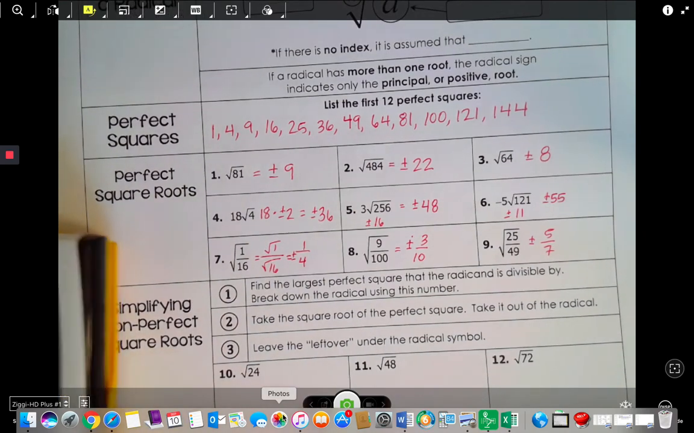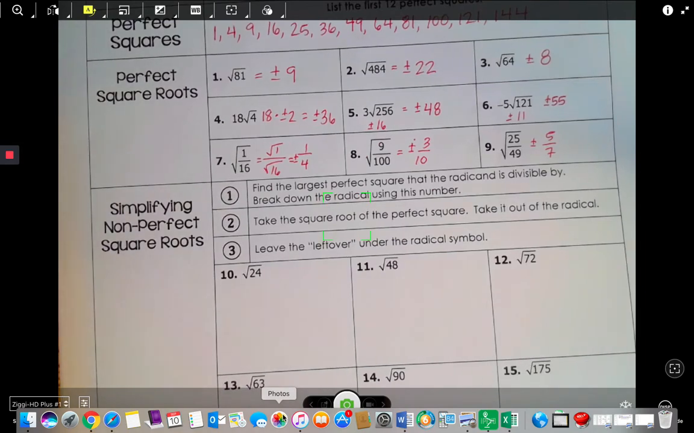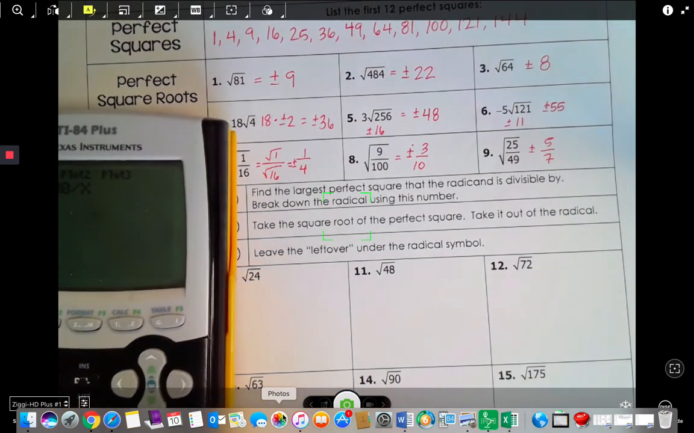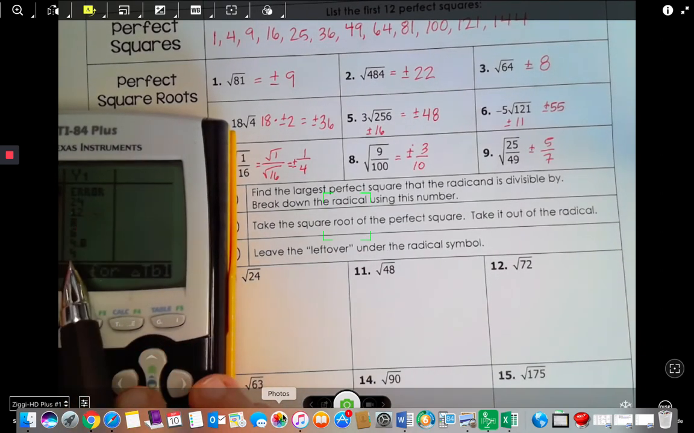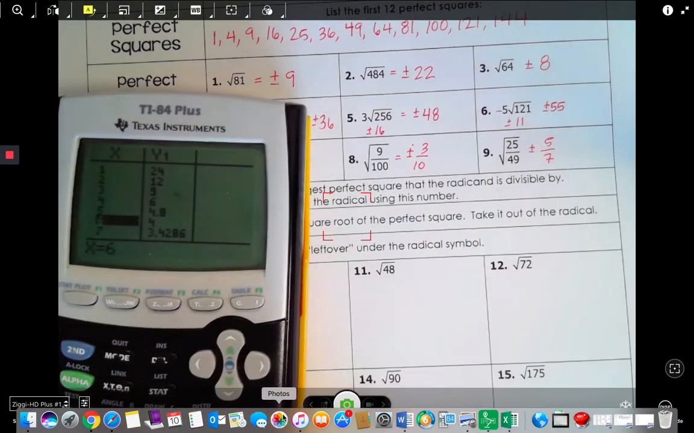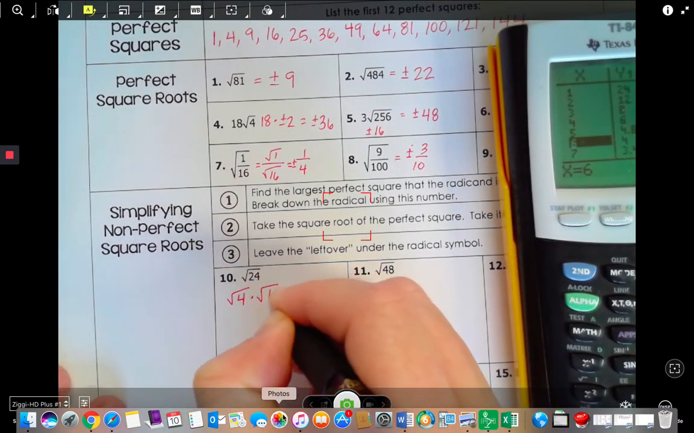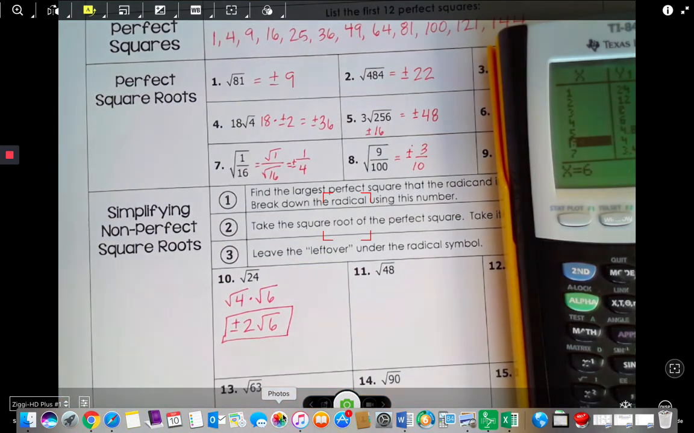Now they want us to simplify non-perfect square roots. I'm going to work the even problems with you and then let you work the odd problems by yourself. Square root of 24. So remember that calculator trick I told you. 24 divided by x, and we're going to look for the largest perfect square. Well, the largest perfect square I see is the number 4, and 4 times 6 gives me 24. So I'm going to write this as the square root of 4 times the square root of 6. Well, what did we just say the square root of 4 was? That's plus or minus 2.